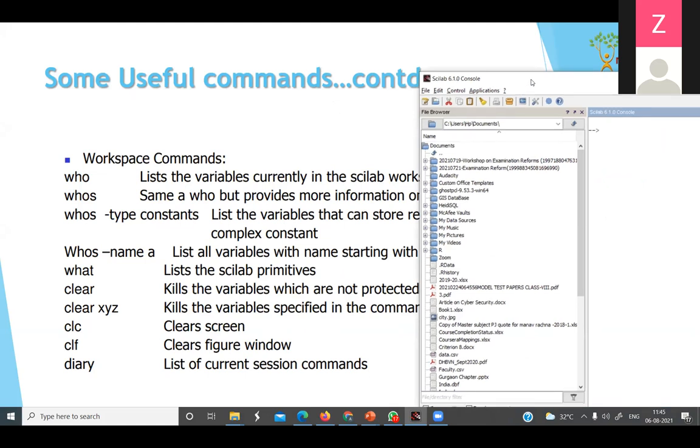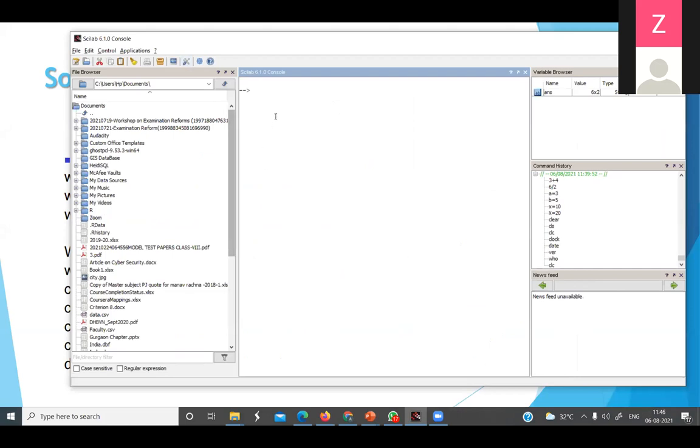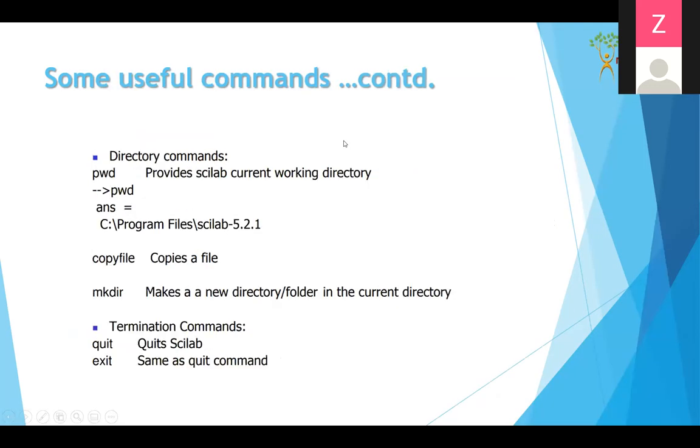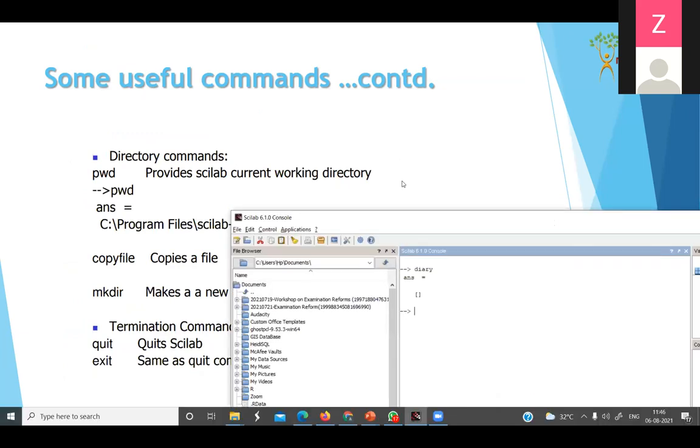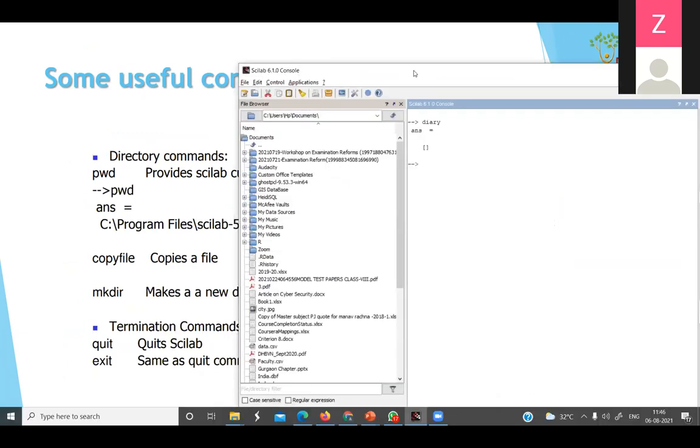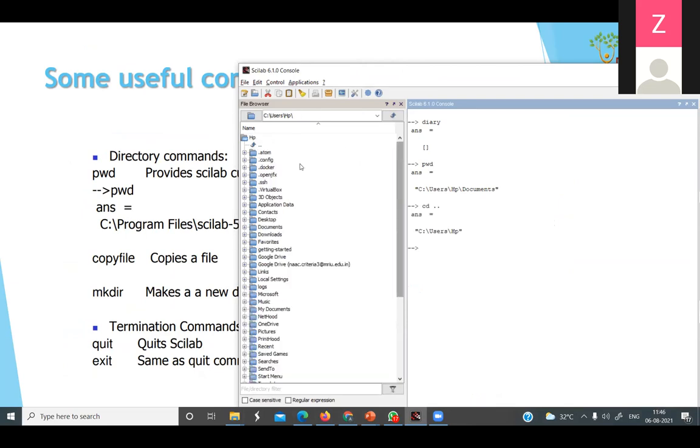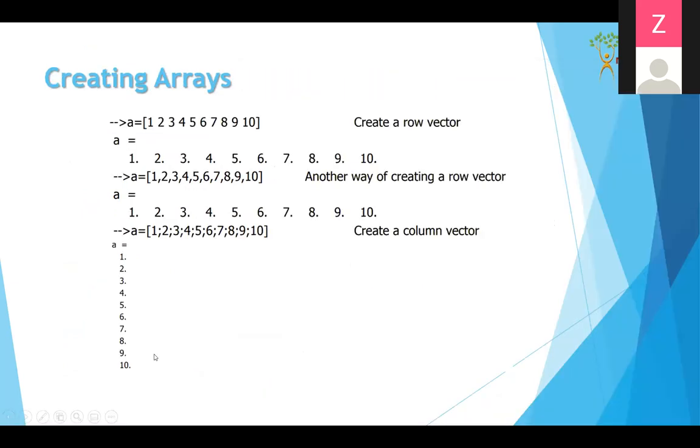Diary is used to list down the current commands which we have executed so far. Otherwise, because we have just cleared, no commands are available. Then print working directory, PWD, is there. It shows the current directory, but we can always change this directory to any other directory using the simple cd command. Quit is used for quitting Scilab. Exit is the same as the quit command.